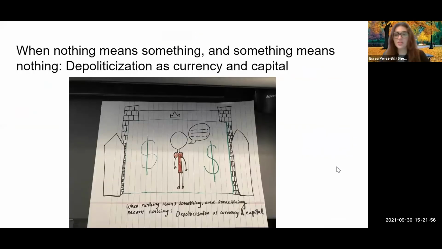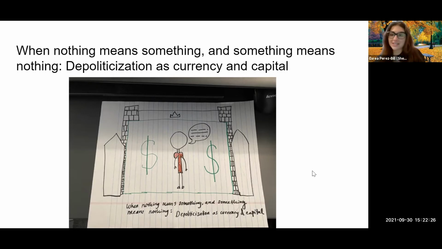Yes. So my title is When Nothing Means Something and Something Means Nothing, Depoliticization as Currency and Capital. And this is meant to speak to academic evaluation, just because I come from the world of academic evaluation and research. So this was meant to speak to the vapid words that are often used, like diversity, equity, and inclusion in academia, in order to mean something but not actually say anything.